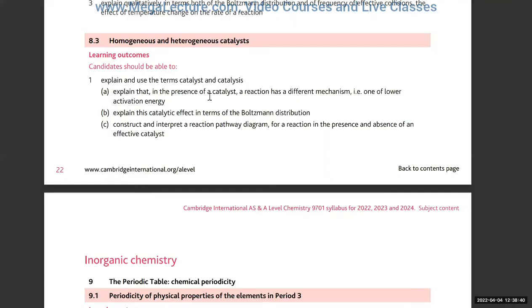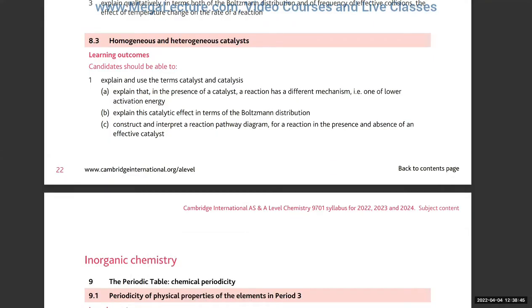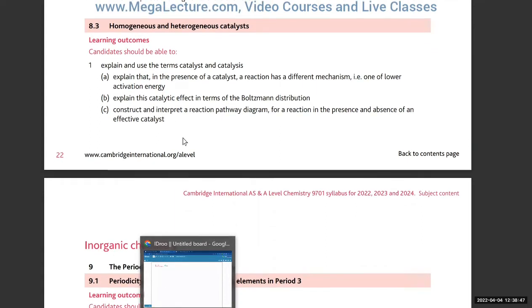The last thing is the Boltzmann distribution. The Boltzmann distribution is a way to describe molecular energies. Check the spelling of Boltzmann, with one l and two n's. Okay, so that's the last thing. So Boltzmann with two n's distribution.